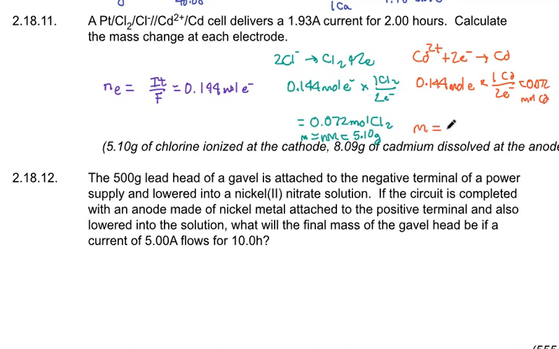Mass of cadmium equals number of moles times molar mass equals 0.072 times, I do not remember cadmium's molar mass at all. It is 112.41. 0.072 times 112.41 gives 8.09 grams of cadmium.